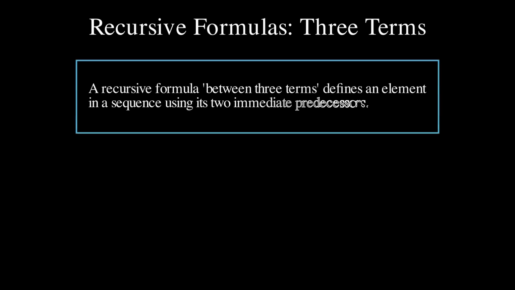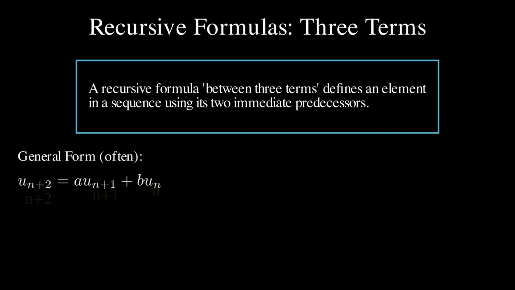Now that we've learned how to find a recursive formula between two terms, let's move on to finding recursive formulas between three terms. This is often referred to as a second-order recursive relationship, as each term depends on the previous two terms. Typically, these formulas take the general form of u(n+2) equals a times u(n+1) plus b times u(n). Here, u(n+2) is defined by the previous terms u(n+1) and the term before that, u(n). Sometimes you might see it as u(n) equal to a times u(n-1) plus b times u(n-2). So our goal is to find the coefficients a and b.